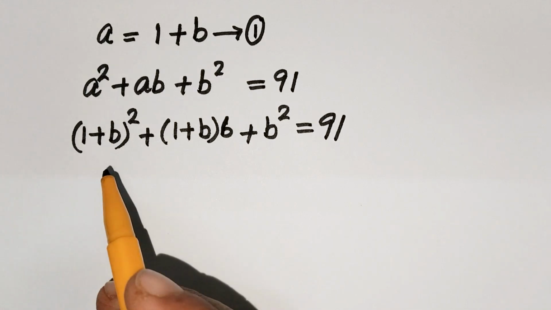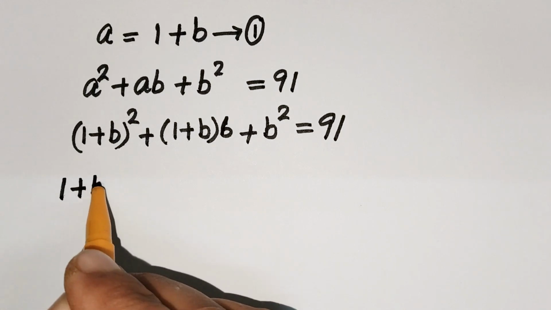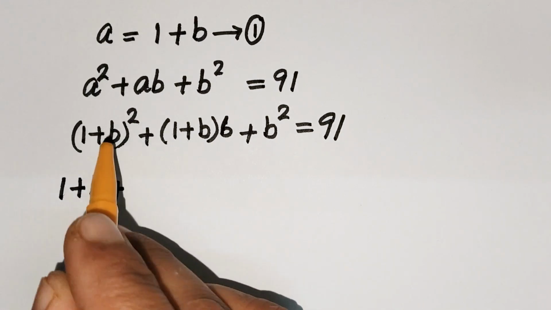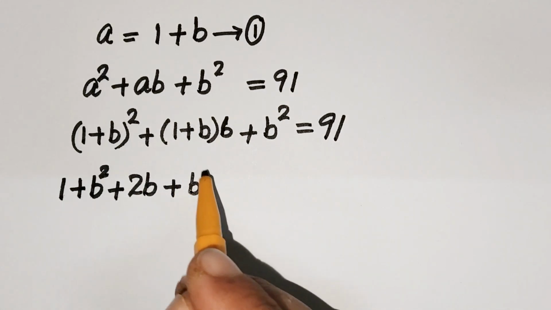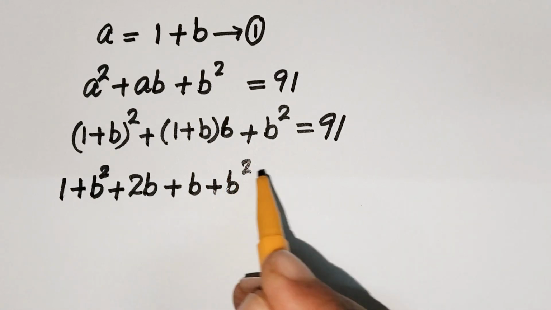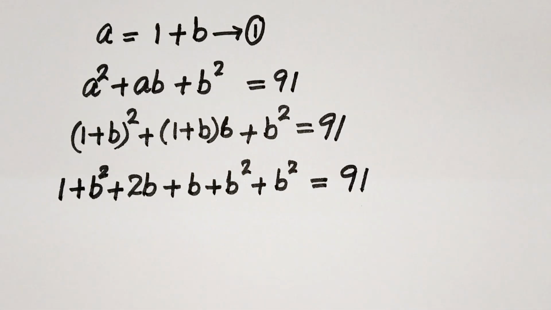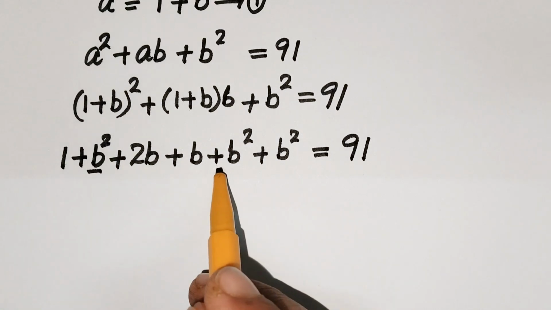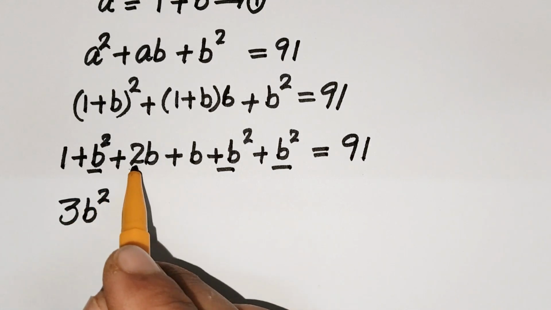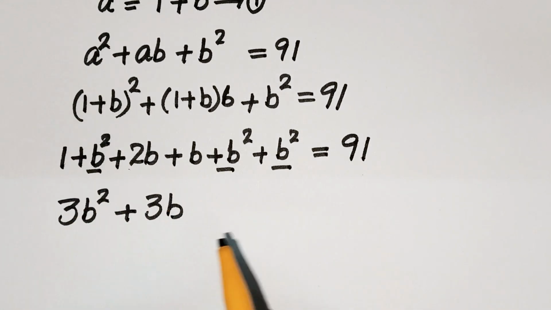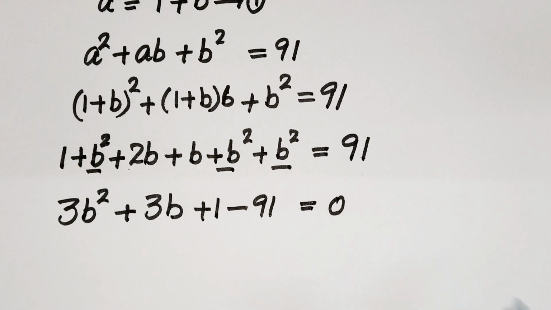So now using (a plus b) whole squared, we get a squared, which is 1 squared, equal to 1, b squared is b squared, and plus 2 times a times b, which is 2b. Multiplying this b into the parentheses, we get b times 1 is b and b times b is b squared, and this plus b squared is equal to 91. So now by simplification we get b squared, b squared and b squared. Adding these, we get 3b squared, and 2b plus b we get 3b. Similarly plus 1, and by shifting the 91 we get minus 91 is equal to 0.